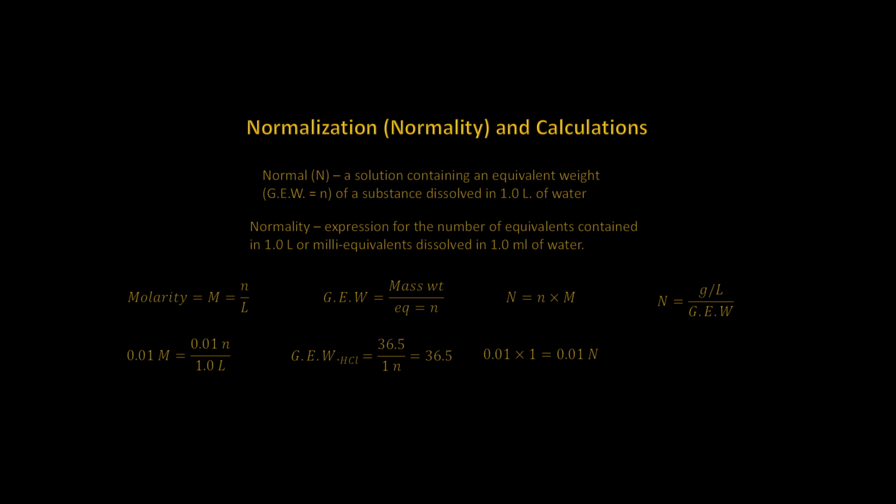0.01 molar hydrochloric acid is equal to 0.365 grams per liter, and N is equal to the number of grams per liter divided by the GEW, which is 0.365 grams divided by the 36.5 grams, which equates to 0.01 normal hydrochloric acid. Normality is used in reference to concentration for titrations.